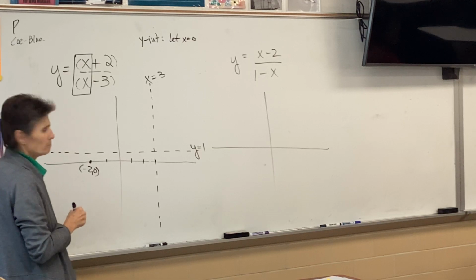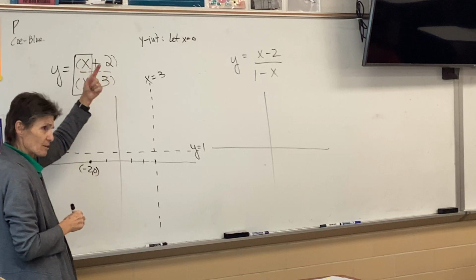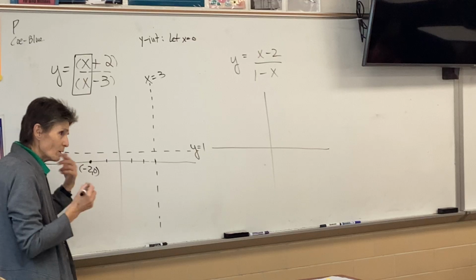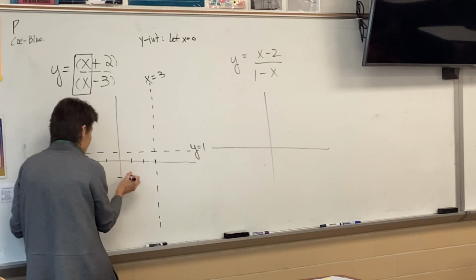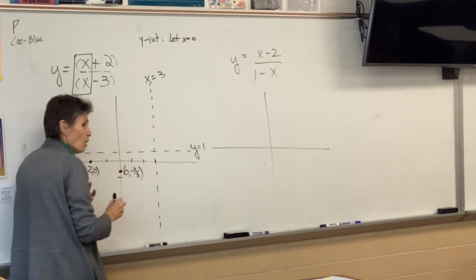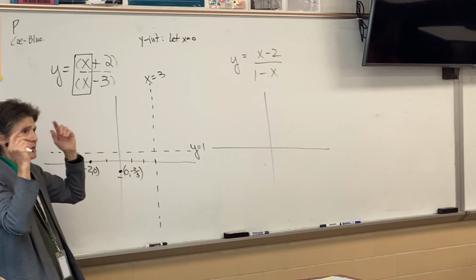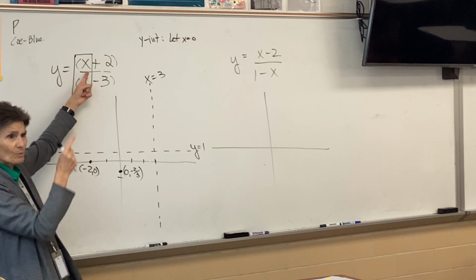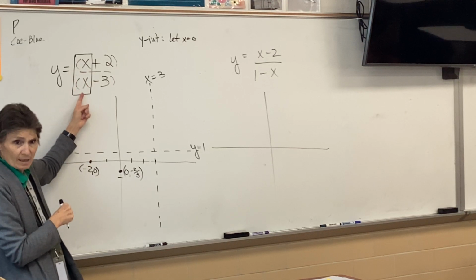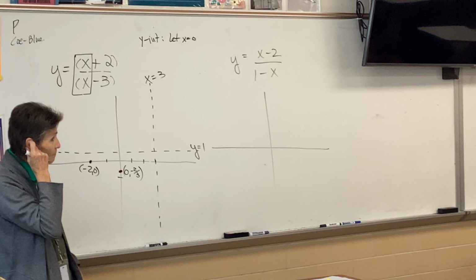What do I get on the top? If I put a 0 in, I get 2 on the top. What do I get on the bottom? Negative 3. So what's my y-intercept? Negative 2/3. You guys, come on. Shake that, whatever's going on in that head, shake it out. Put a 0 in here, you get 2. Put a 0 in here, you get negative 3. 2 over negative 3. That is your y-intercept.